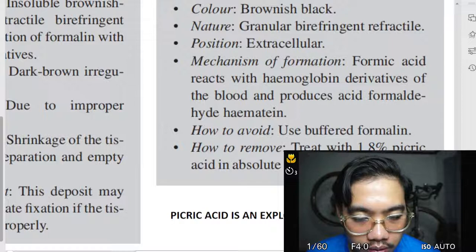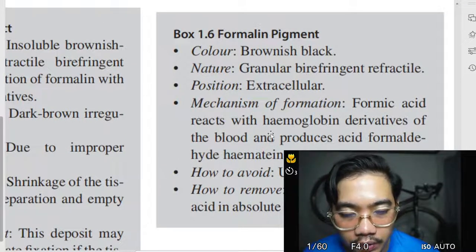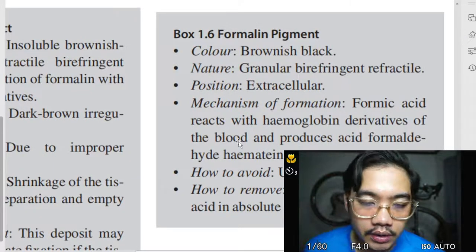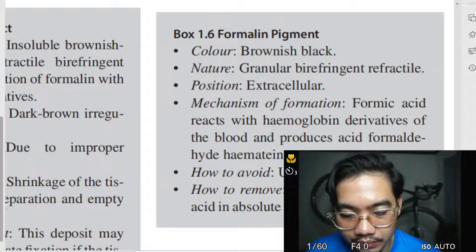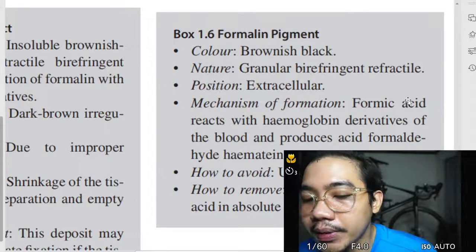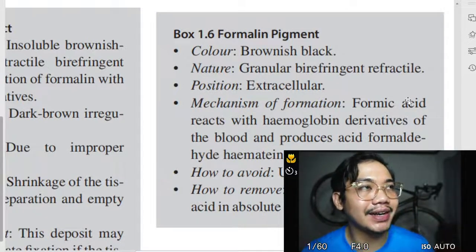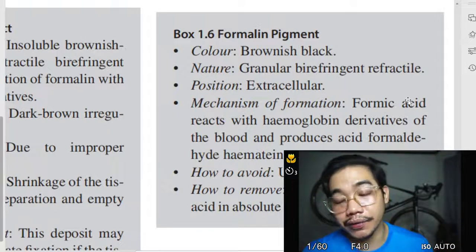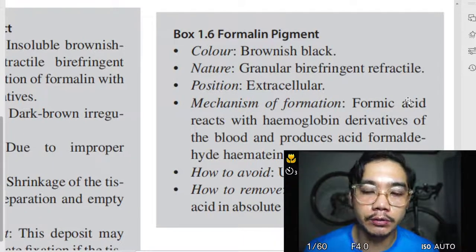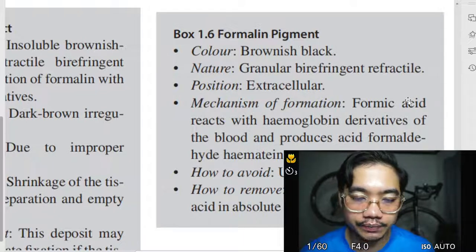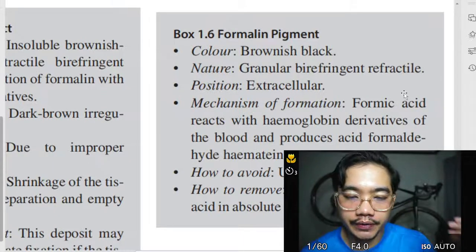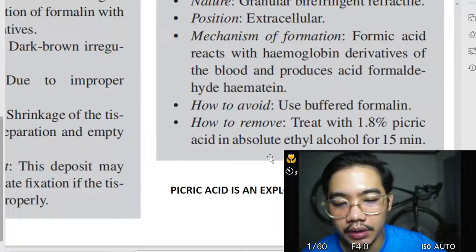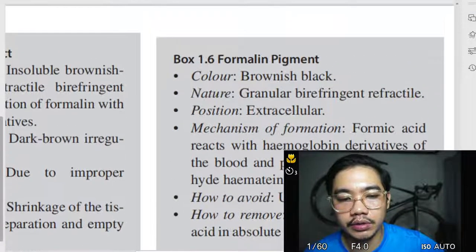Formalin pigment: how does it form? Formic acid reacts with your hemoglobin derivatives, leading to acid formaldehyde hematin. Formic acid forms because formaldehyde will eventually be oxidized and become formic acid if your solution is not buffered. That's why you really need to use buffered formalin with your phosphate buffer. How to remove it? Treat with 1.8 picric acid in ethyl alcohol. Picric acid is an explosive.